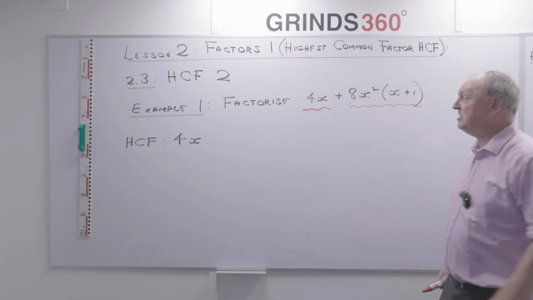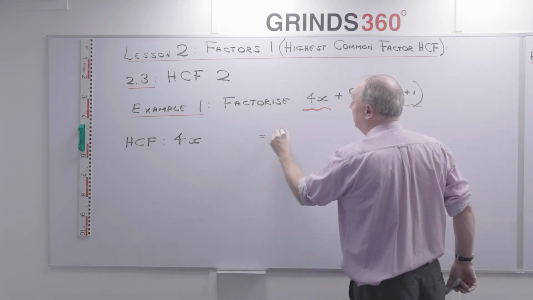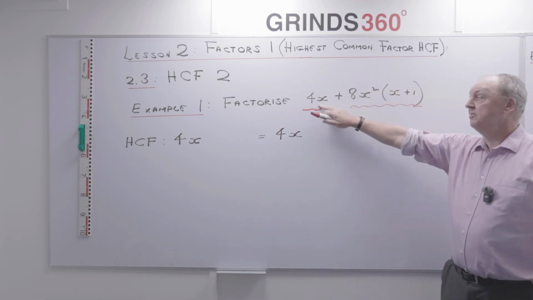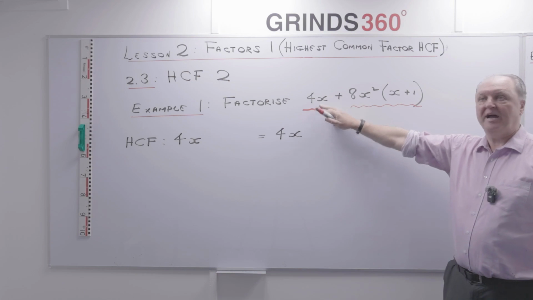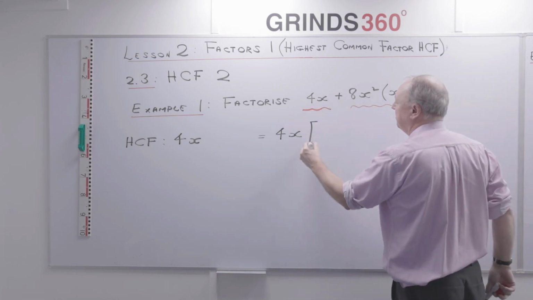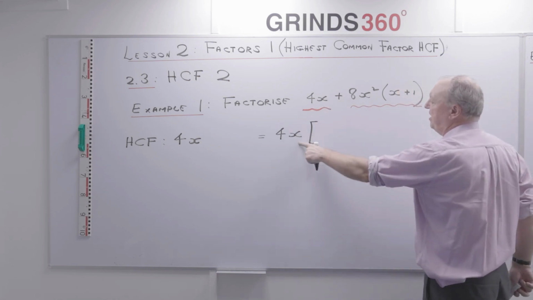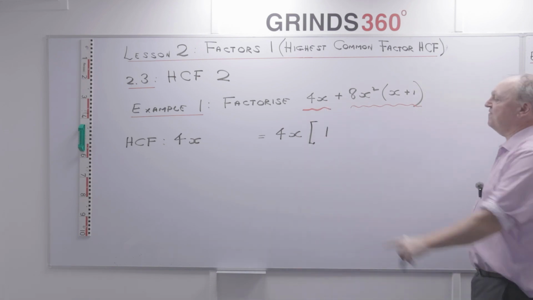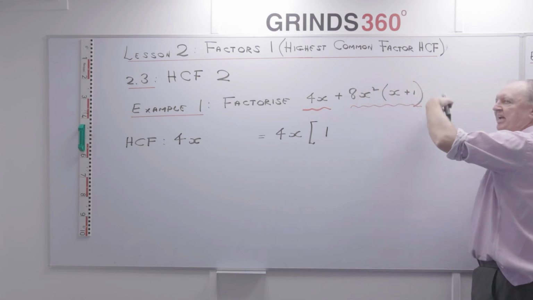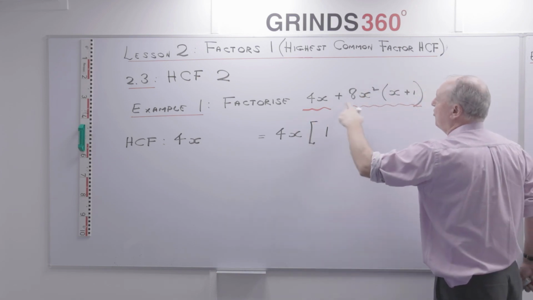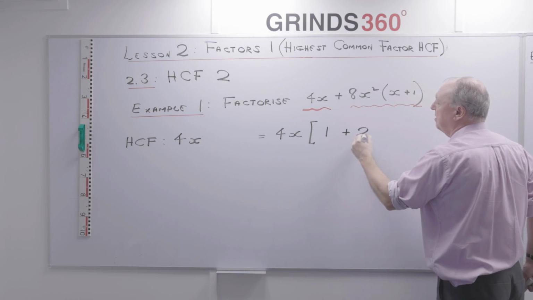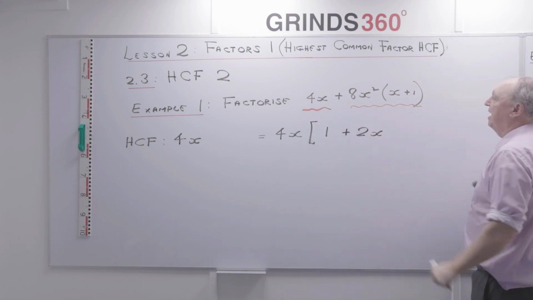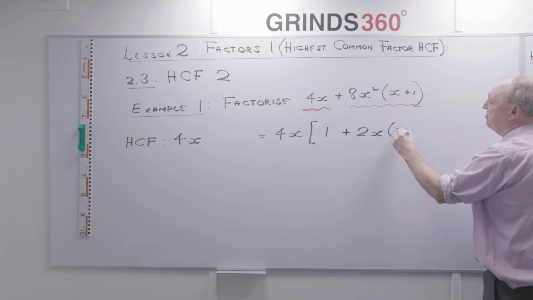So now let me go ahead and factorize this. That's equal to 4x times, well, 4x by what gives you 4x? I'm going to use square brackets here. We're now going to fill in the brackets. 4x by what gives me 4x? The answer is 1. Now 4x by what gives me the second term back? Well, 4 by 2 gives me the 8. x by x gives me the x squared. And finally here, I've got the (x plus 1).